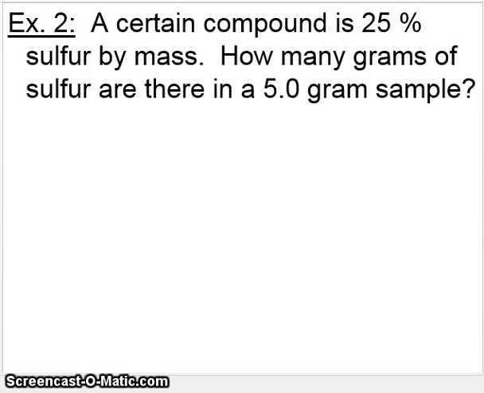This is lesson 2 of unit 8. In the previous lesson we talked about percent composition of a compound, and in this lesson it'll be a short lesson. We'll apply that concept to a few types of problems. So here's the first problem.